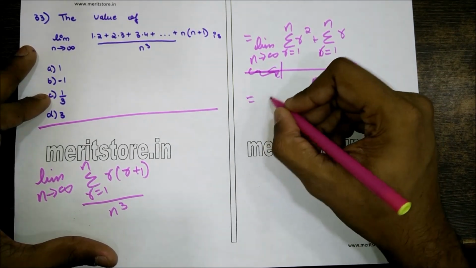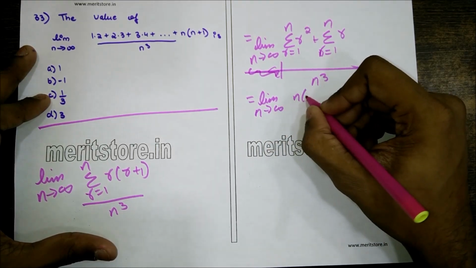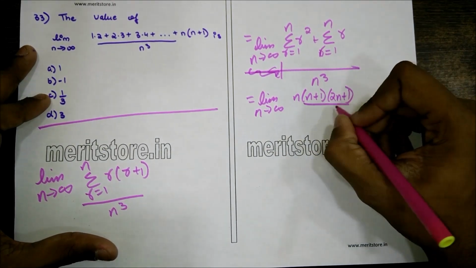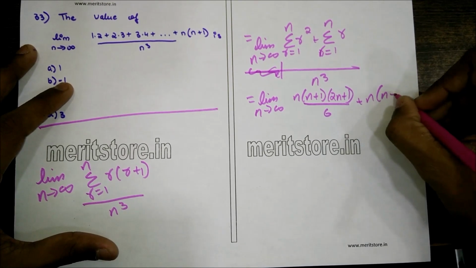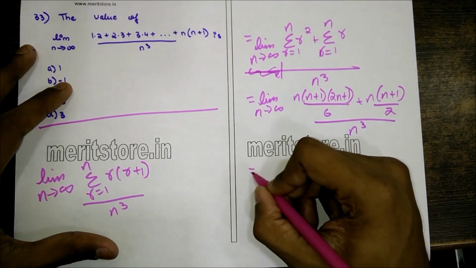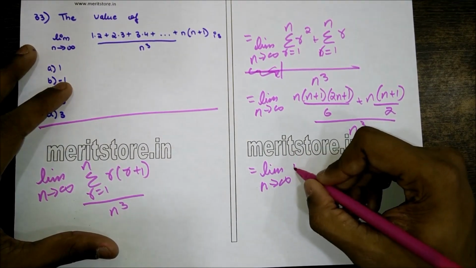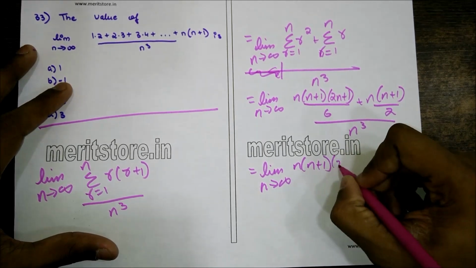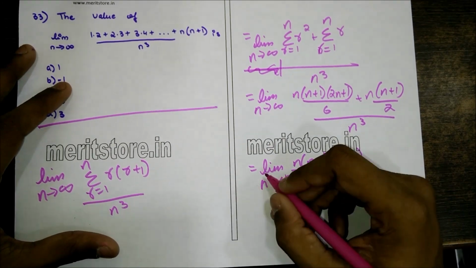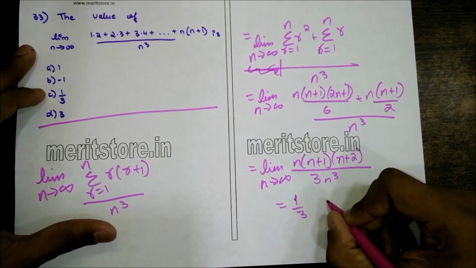So this gives us limit of n tends to infinity n into n plus 1 into 2n plus 1 by 6 plus n into n plus 1 by 2, upon n cube. That is limit of n tends to infinity n into n plus 1 into n plus 2 upon 3n cube. Now we apply the limit of n tends to infinity, giving us 1 by 3, which is option C.